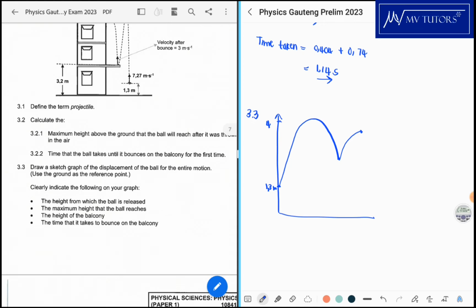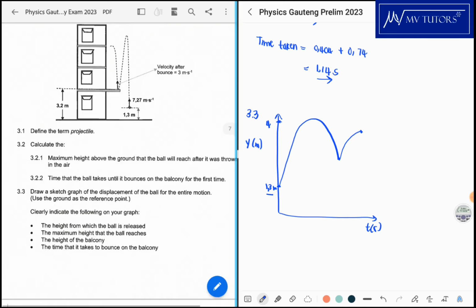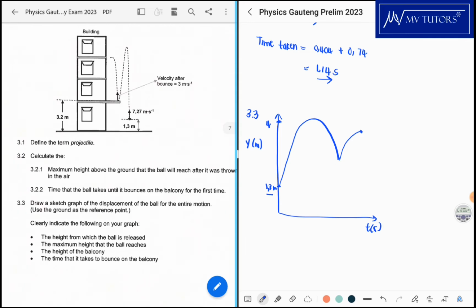But let's just see, what do they want to see? The height from which the ball is released, that's 1,3, yes. By the way, this is y, measured in meters, and that is time, measured in seconds. The maximum height that the ball reaches, that's 4 meters, yeah, so we already have it over there. The height of the balcony, they gave it to us, it's 3,2 meters, so over there, just indicate the 3,2.